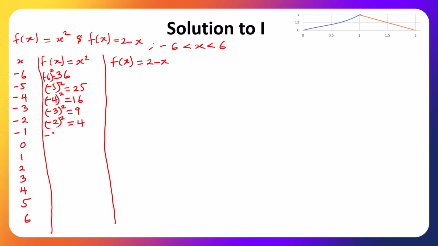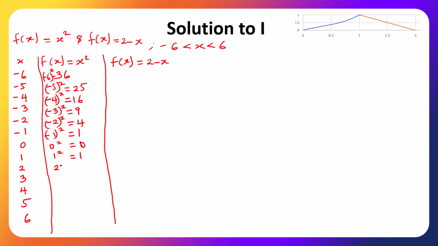We have -1 squared, and this gives us 1. We have 0 squared, which is 0. We have 1 squared, which is 1.